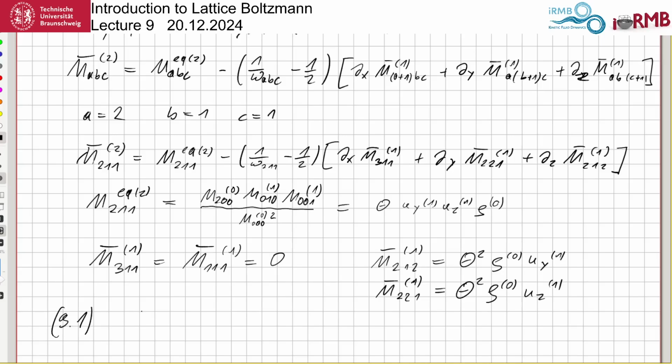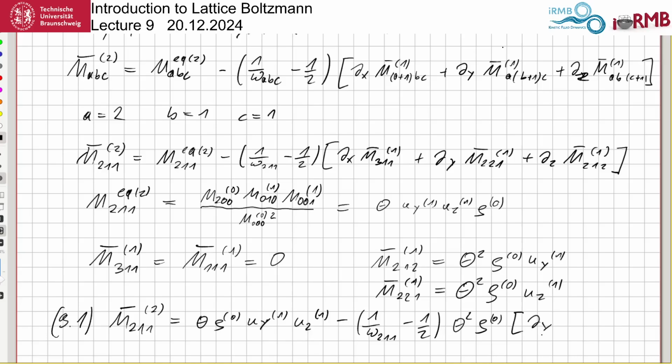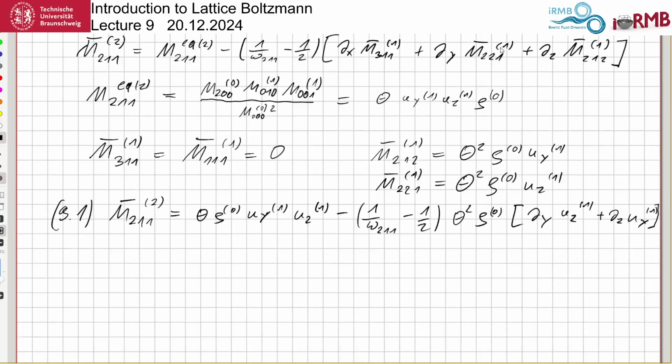So then we can plug this in the above equation and get M211 to second order is equal to theta rho 0 uy first order uz first order minus 1 over omega 211 minus 1 half theta square rho 0, and here we get dy uz first order plus dz uy first order. Okay, why am I torturing you with all of this? Actually, this is something that the Lattice Boltzmann community required a lot of time to figure out. And you come to the right place if you want to know the details here.